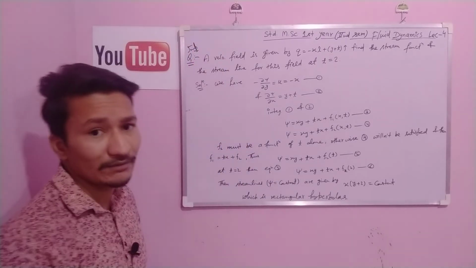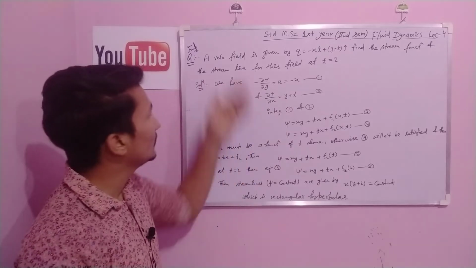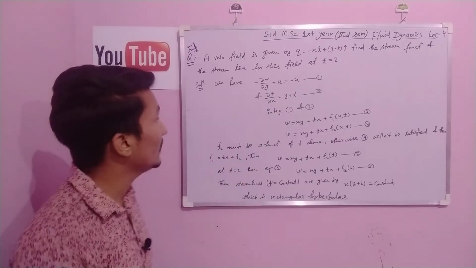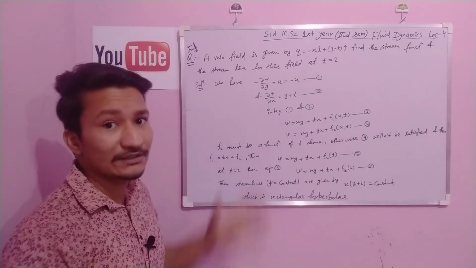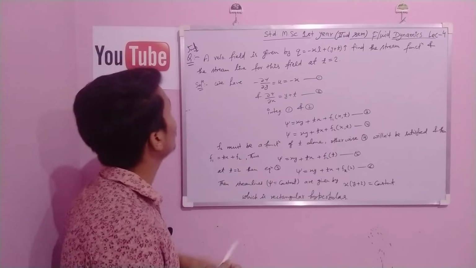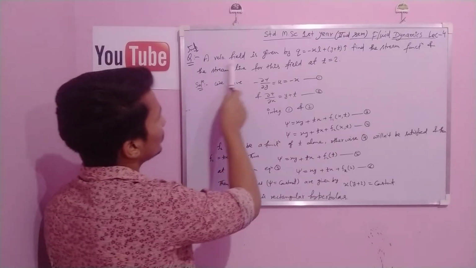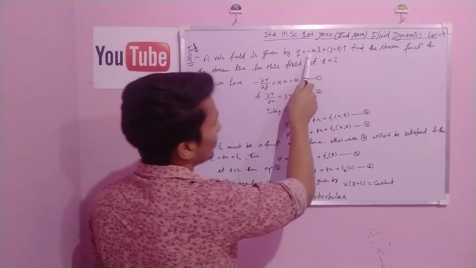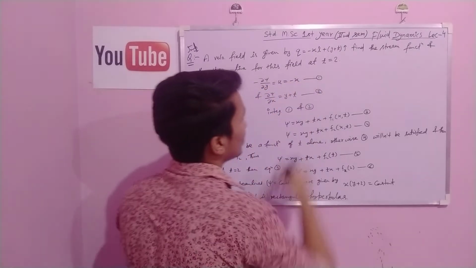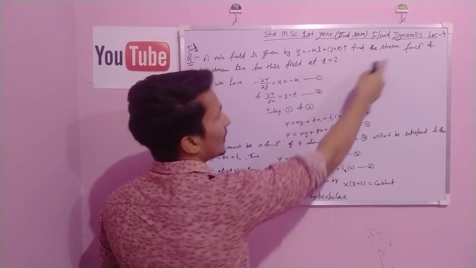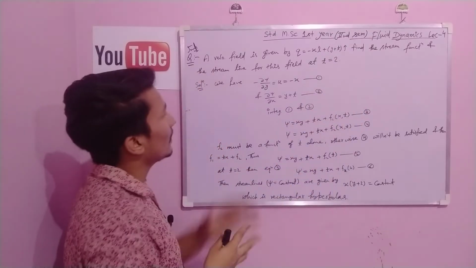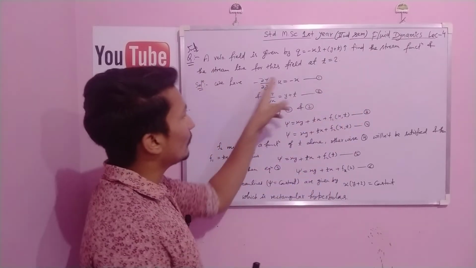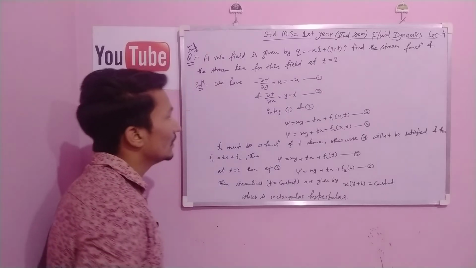First of all, I will help you understand what the question is saying, and after that we will get the solution. The question is: a velocity field is given by q equal to minus x i cap plus (y plus t) j cap. Find the stream function and streamline for this field at t equal to 2.